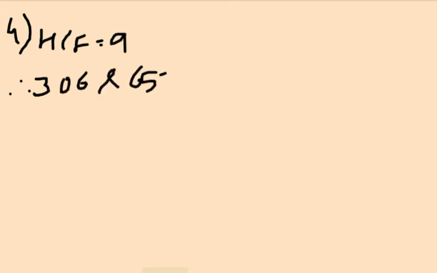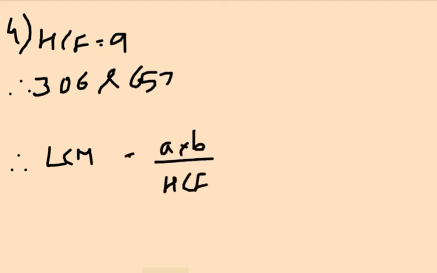Now the fourth question. Given that the HCF of 306 and 657 is 9, find the LCM of 306 and 657. So the HCF is equal to 9 and the numbers given are 306 and 657. So we use that formula itself. LCM into HCF is equal to A into B. So LCM is equal to A into B by HCF. This is basic maths. I need not explain how I got this.